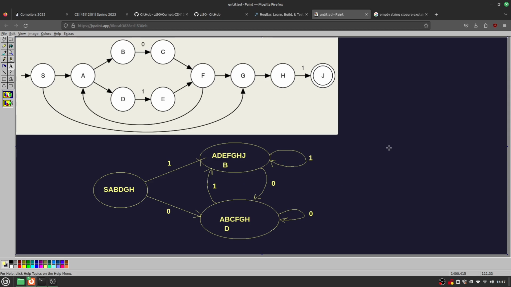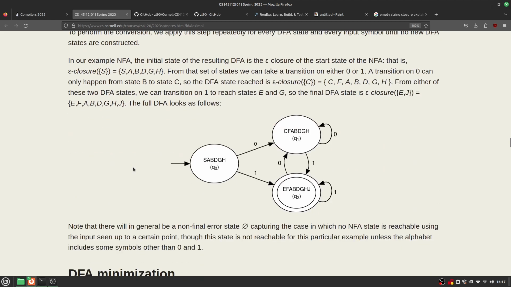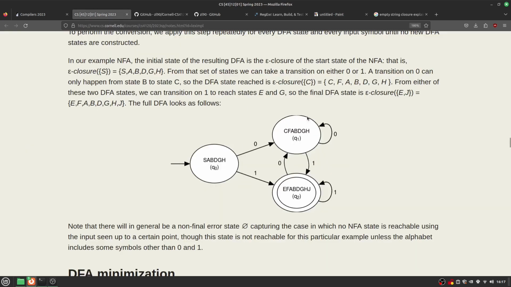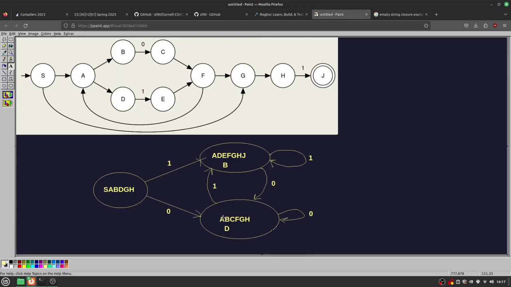Fingers crossed that's correct. Let's have a look. Zero, 1. I think I did it like flipped. They have 0 up here, so which is CFA, BDGH, CFA, BDGH. Let's compare these side by side.